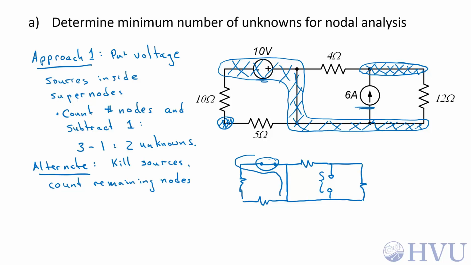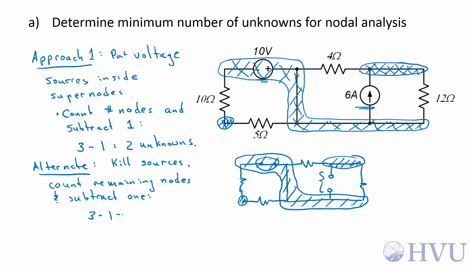Now I have 1 node here, which basically just corresponds to my previous supernode, except that I don't have to worry about a voltage source if that bothers me. I have another node up here, and I have another node down here. So I have 3 nodes. I subtract 1 from that to get the total number of unknowns. So 3 minus 1 is still 2 unknowns for this circuit.